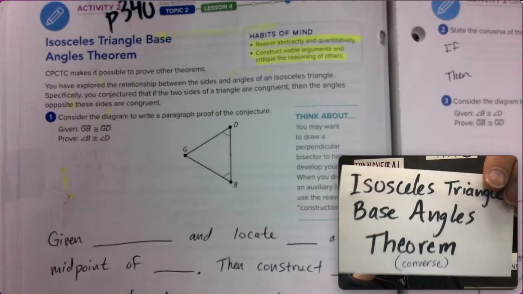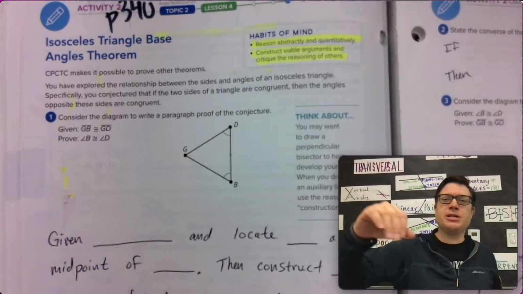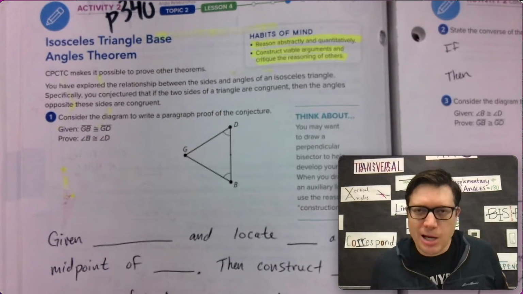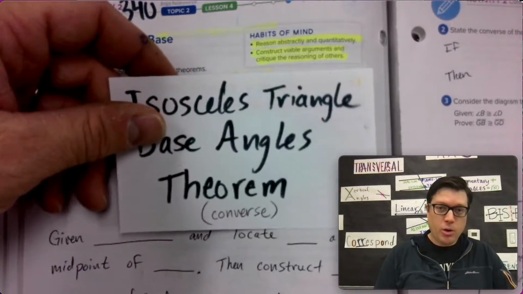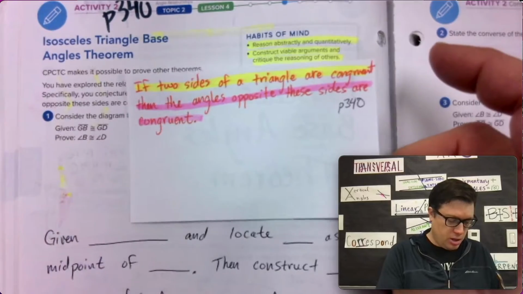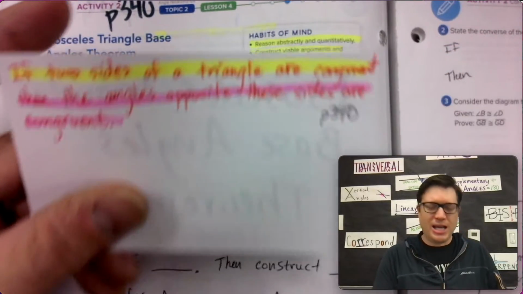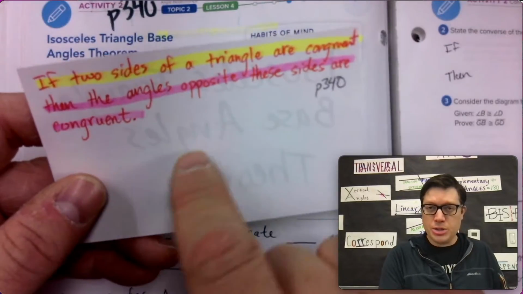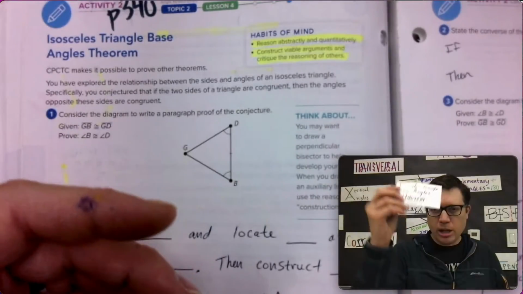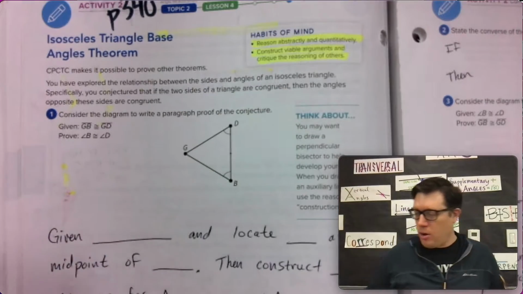We are on page 340 talking about the isosceles triangle base angles theorem. Make a note card, and on that note card, put the definition that's on the bottom of page 340 just to kind of get ahead of the game. And then maybe even draw this diagram on this note card, which I'll do off camera, but I want you to have that ready to go for today.